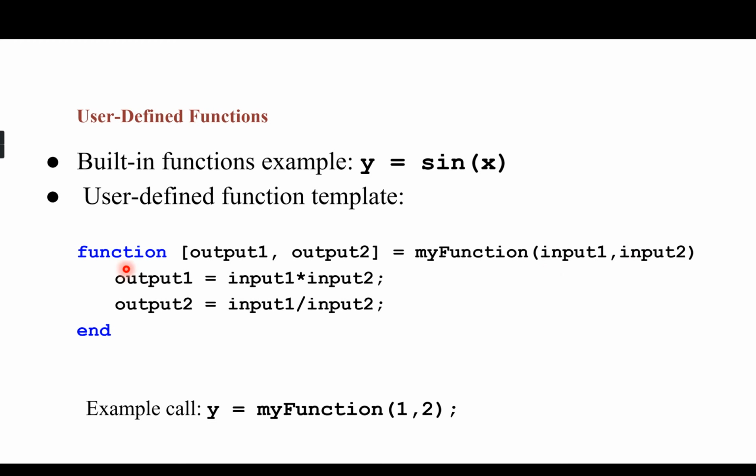And within the function definition, you must provide a value for each of your outputs, because that's the whole purpose of calling a function, is to output something, especially if it doesn't plot anything. Okay. This is an example of calling the function myFunction and putting the output of it in a variable named y. So y is equal to myFunction, inputting 1 and 2. And this function clearly takes two numbers and outputs the results of multiplying them together and dividing them together.